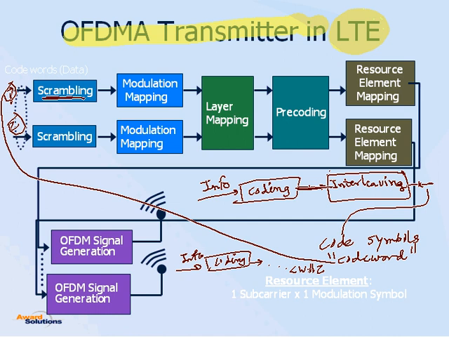You can do scrambling. For example, you can scramble the information using a lot of parameters. One would be the identity of the cell. That will be one of the inputs, just one of the inputs. There are many inputs. So we scramble the bits, do the modulation.